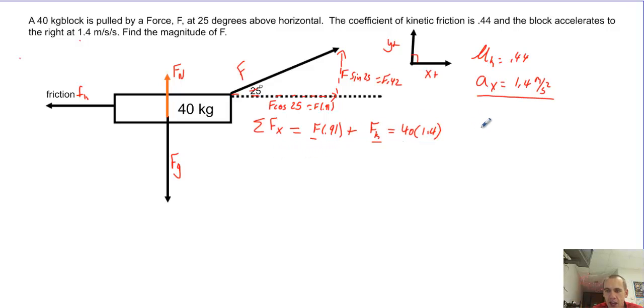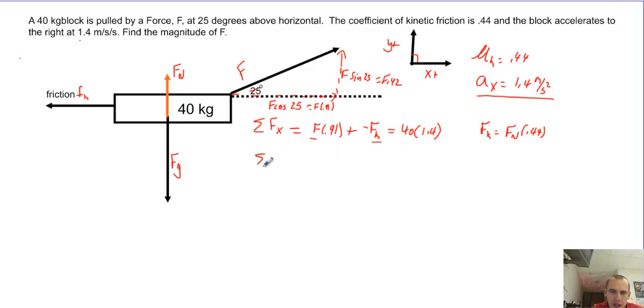So let's go a little bit further, because I actually know a little bit about Fk. Fk is equal to the normal force, Fn, times the coefficient of friction, 0.44. So I can put that in there, except I'm going to change this to negative, because the friction is pulling the other way. This is actually going to give me an absolute value for Fk.